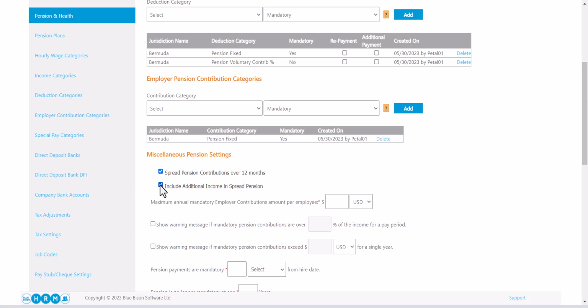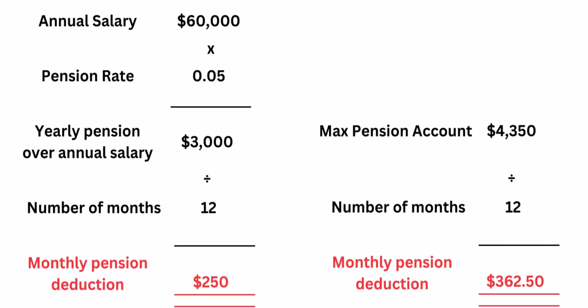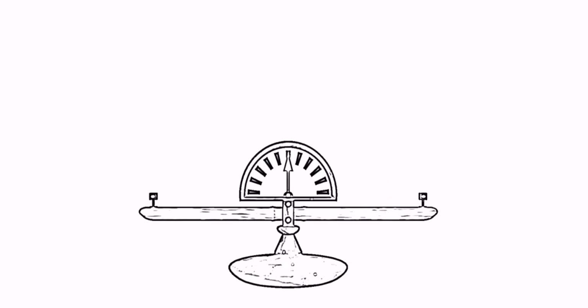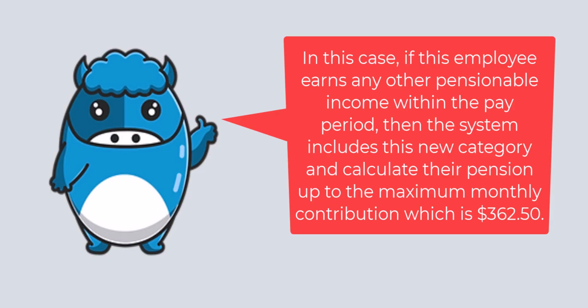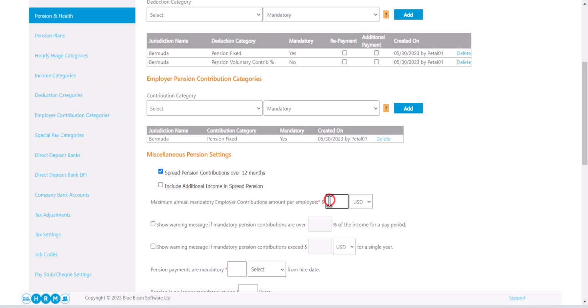Let's use the previous example. Based on a maximum monthly pension amount of $4,350, the monthly pension should be $362.50. However, the employee's monthly pension is only $250. In this case, if this employee earns any other pensionable income within the pay period, then the system includes this new category and calculates their pension up to the maximum monthly contribution, which is $362.50. Moving on to this next configuration.